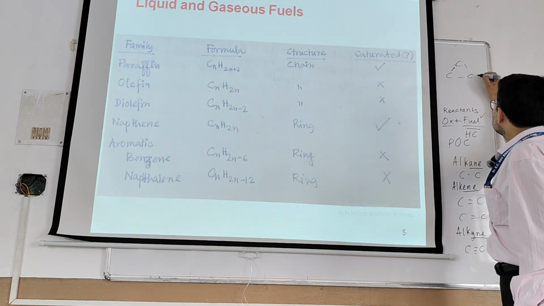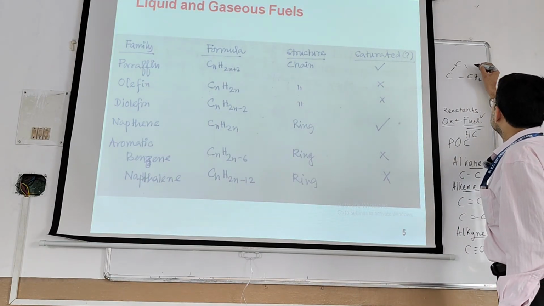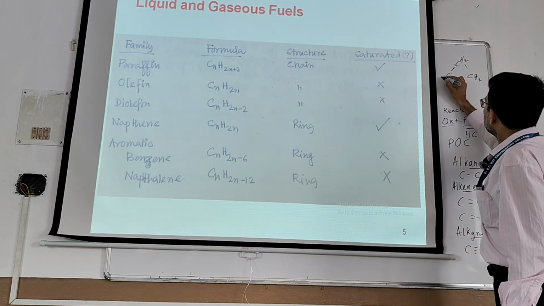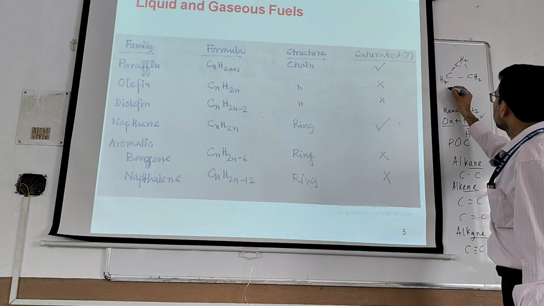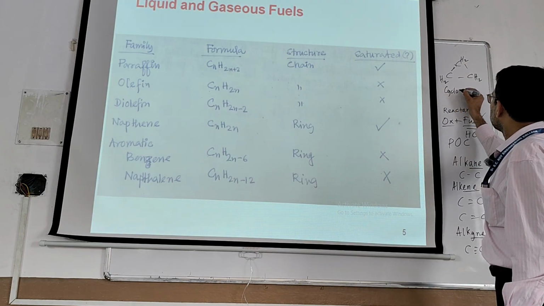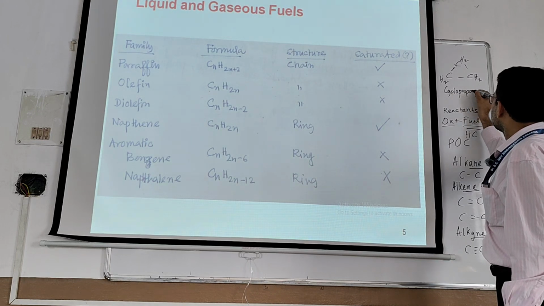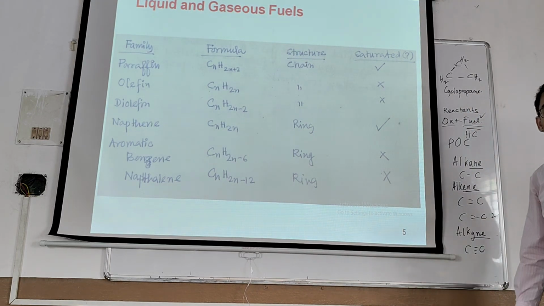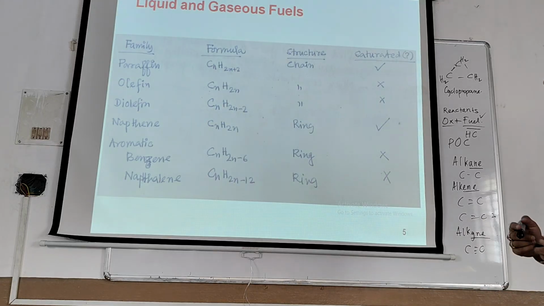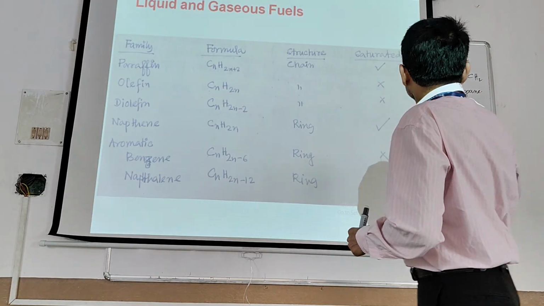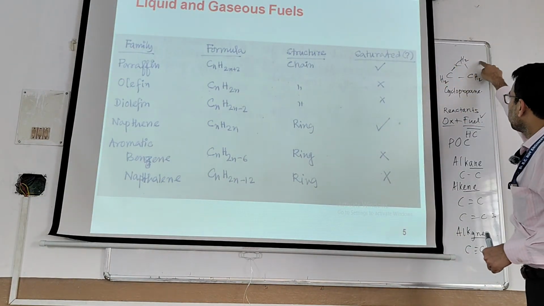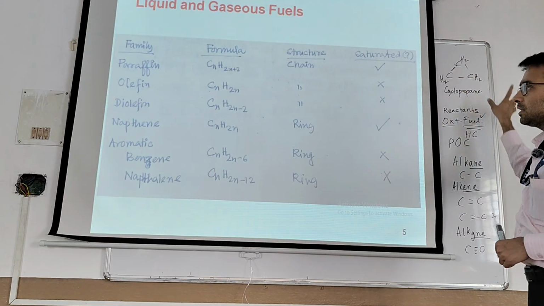You see two bonds are engaged, so it will be H2 and H2, cyclopropane. Cycloalkane, right? And you can go on increasing: cyclobutane, cyclopentane, cyclohexane, like that.